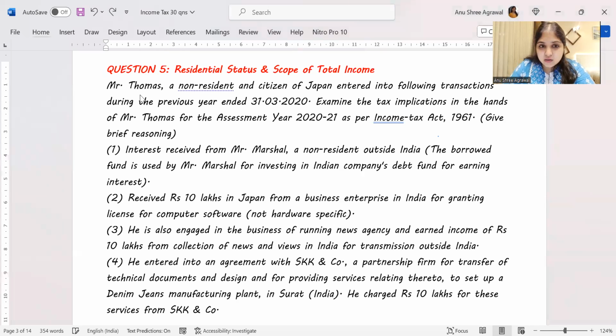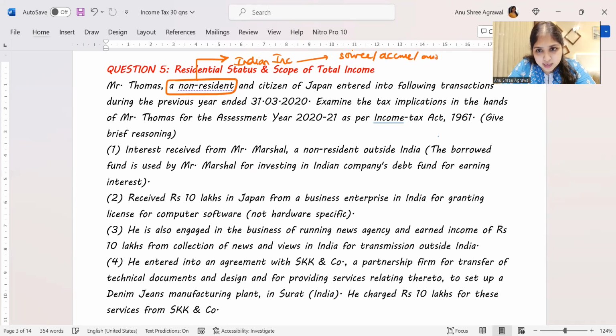Let us read the question once. The question says, Mr. Thomas, a non-resident. Guys, they have themselves given us that he's a non-resident. So because he's a non-resident, what kind of incomes will you tax for him? Tell me. Number 1, you will tax for him all Indian incomes. Indian incomes means what? Incomes either which have a source in India, or they accrue in India, or they arise in India. Number 1, you will tax this income. And number 2, you will also tax all those incomes which are received in India. Keep this in mind. He's a citizen of Japan.